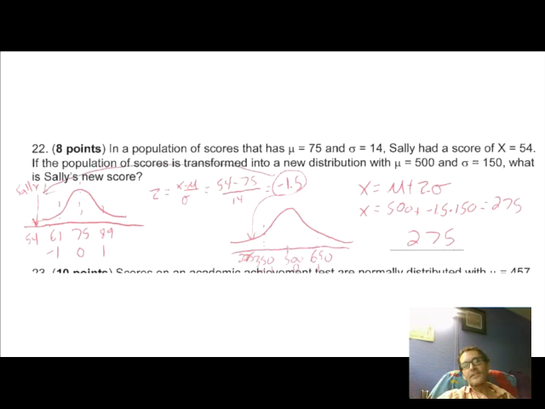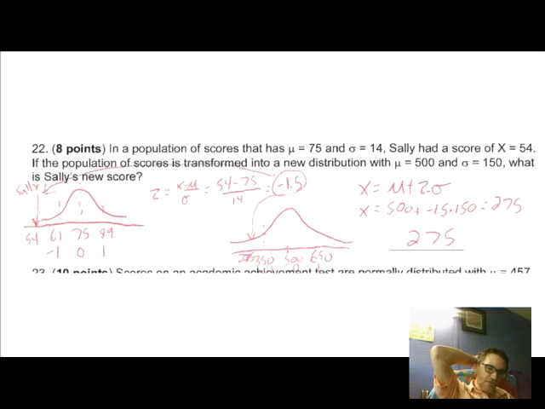And the key to this question here, though, is realizing that a z-score is a z-score. It doesn't matter what the raw score population numbers are, the z will always be the same. Okay? So in this situation, if we can calculate Sally's z-score in the first distribution, then all we have to do is take that z-score, bring it to the second distribution, and figure out what the raw score would be in that one. Okay? So take a look there.